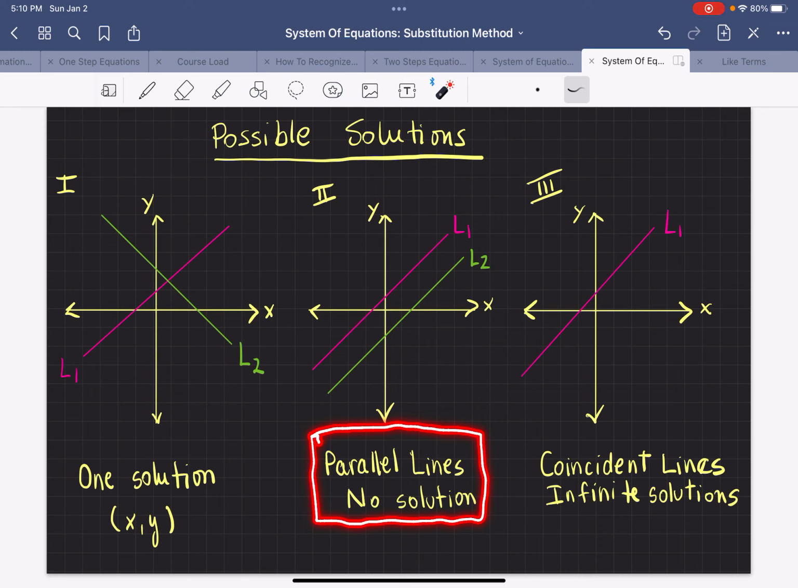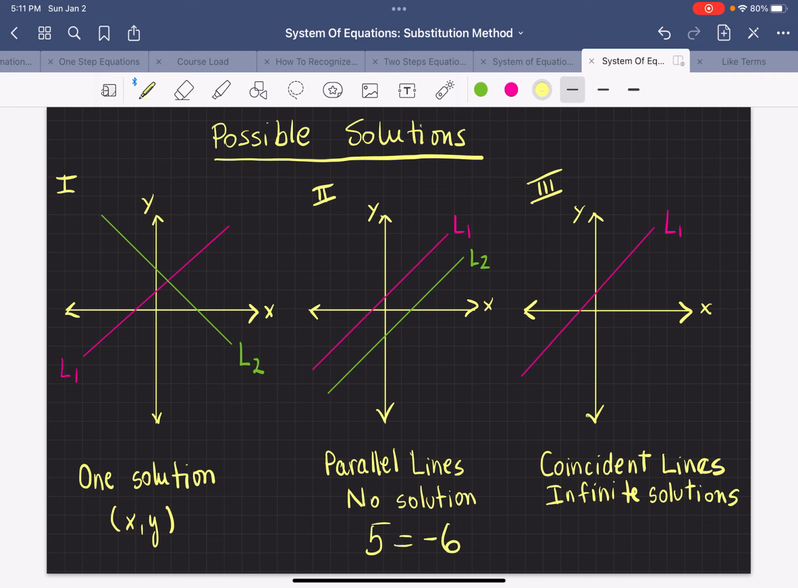When that happens, you have parallel lines and you have no solution. And how will you know if you're using algebra? You're actually not seeing the graph of the lines. So how will you know? Because you will get to a statement like this. For example, this is just an example: 5 equals negative 6, which is not true, right? When you get to something like this, your system of equations has no solution because your lines are parallel lines. So whenever you get to a false statement, you have no solution.